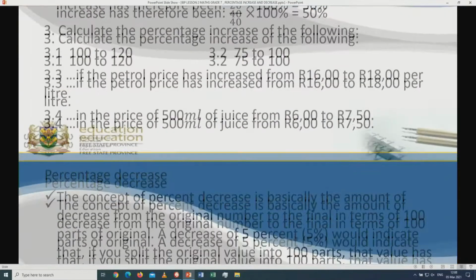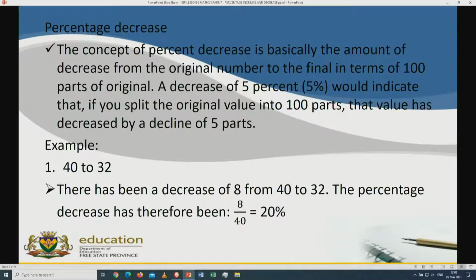Then now, the next question is on percentage decrease. We have seen how to calculate the percentage increase, and now let us have a look at the percentage decrease. The concept of percentage decrease is basically the amount of decrease from the original number to the final in terms of 100 parts of what? Of the original. A decrease of 5% would indicate that if you split the original value into 100 equal parts, that value has decreased by a further 5 parts.